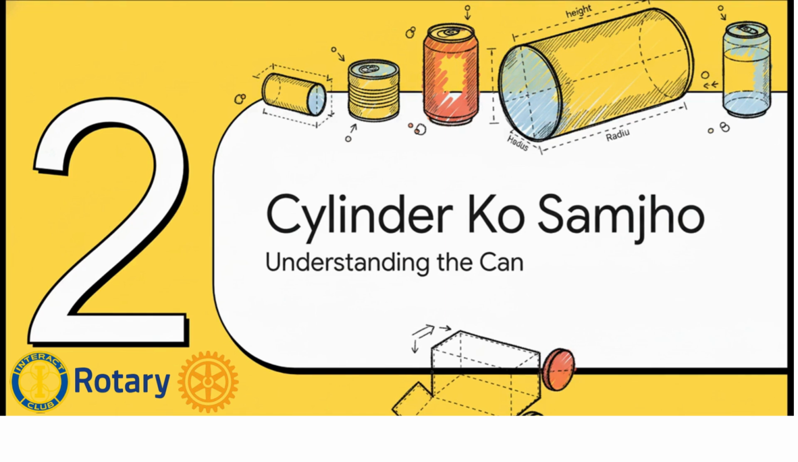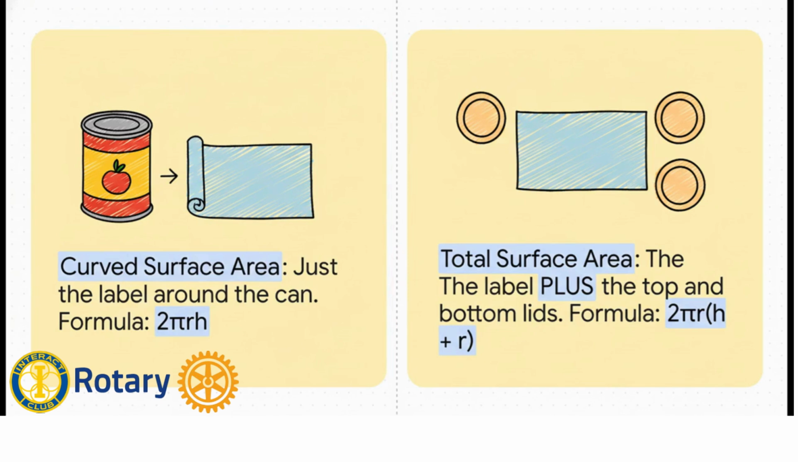Time for section 2. Let's try to understand the can. Now, cylinders are interesting because they have both flat parts and a curved part. The curved surface area is just that bit that wraps around the middle. A perfect example is the label on a can of soup. But the total surface area includes that label plus the 2 flat circles on the top and bottom.